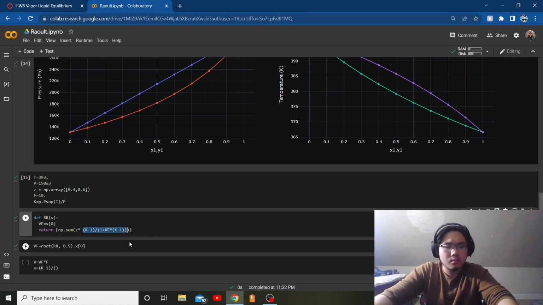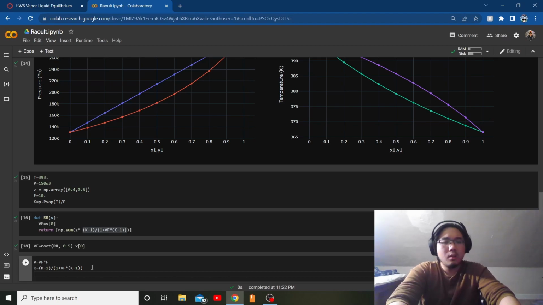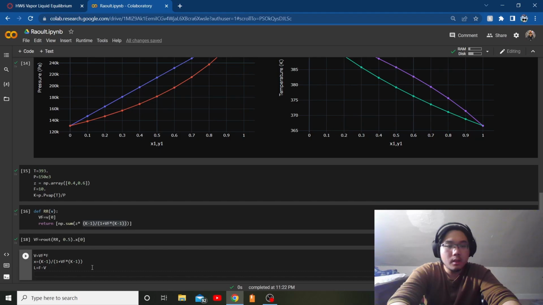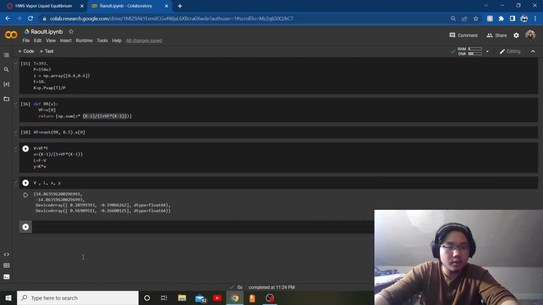Hopefully that's the correct amount of parentheses. I'll double check here. And then we have L is equal to just F minus V. And then we have Y is equal to K times X. And so we have solved our flash calculation. And here's that.